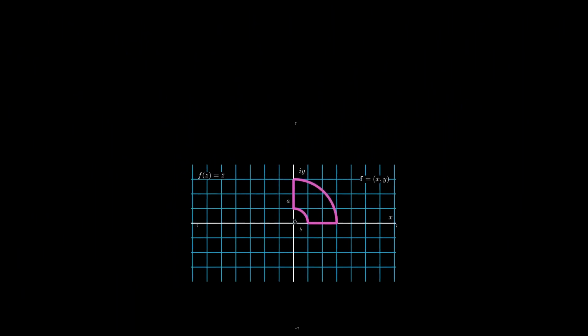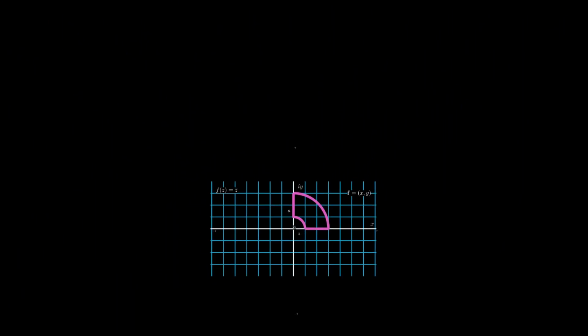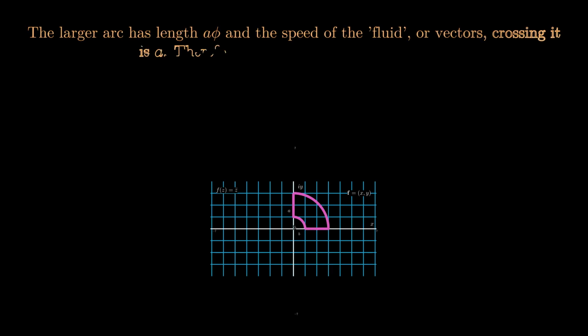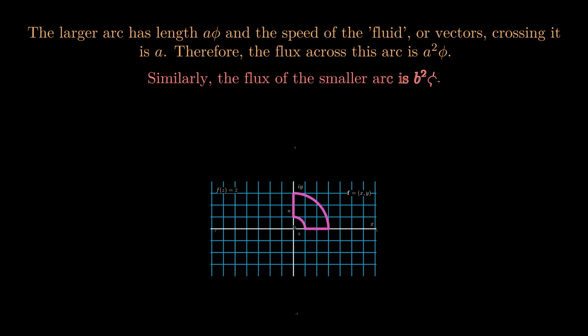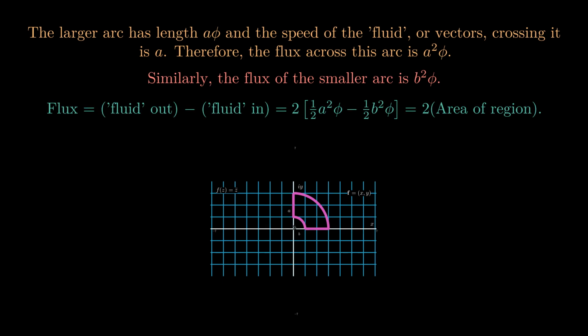Let's show this a little bit more formally. The larger arc has a length of a times phi, and the speed of the fluid or the vectors crossing it is also a. Therefore, the flux across this arc is a squared times phi. We get these values from the values of the vector field. Similarly, the flux across the smaller arc is b squared times phi. So the flux, which also can be thought of as the fluid out minus fluid in, is equal to this quantity, which is also equal to 2 times the area of this enclosed region.